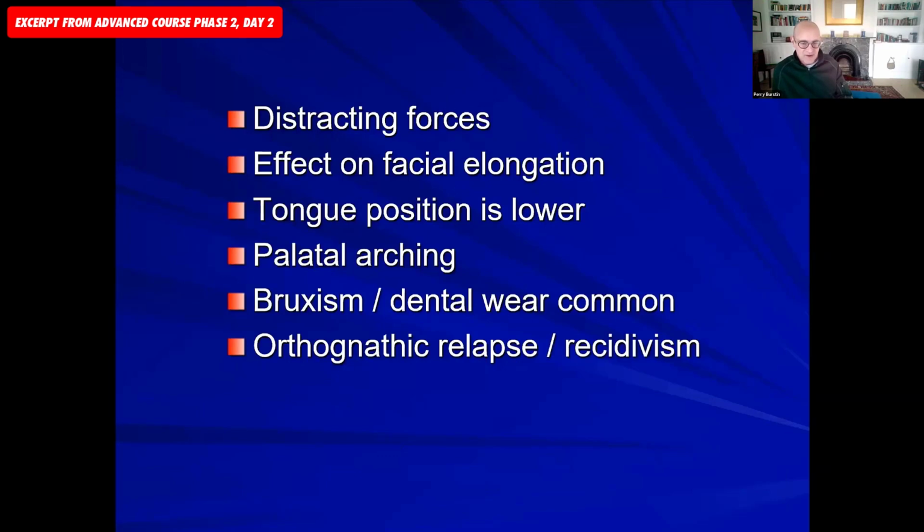So what's the problem, as I see it, as a non-dental person, is that mouth breathing will give you distraction forces. It has elongating effects on the face. Your tongue position is obviously going to drop because your mouth's open. There's the palatal arching that occurs. You've got bruxism and dental wear, which is common and often the first sign. And you've clearly got issues that you want to try and avoid, which is orthognathic relapse and recidivism.